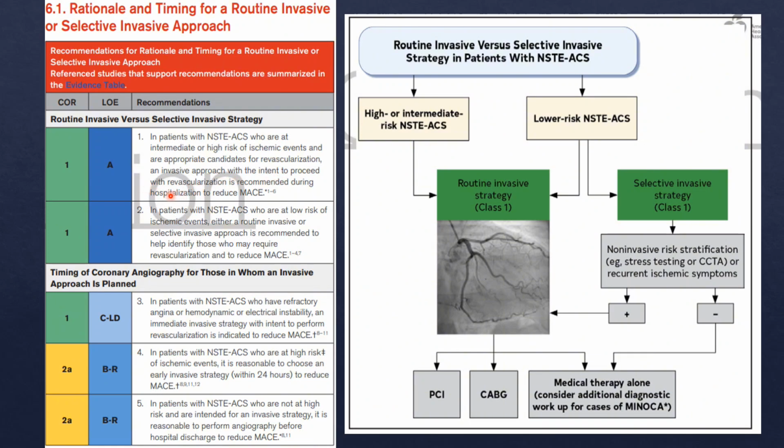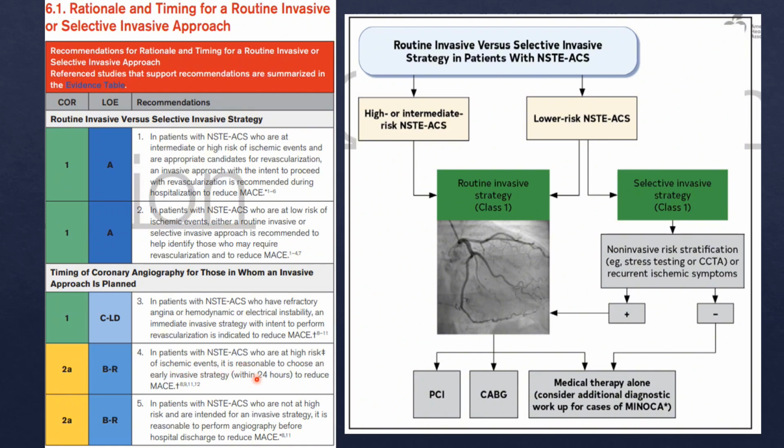And in those in which we have decided on an invasive strategy, if the patient is having refractory angina, hemodynamic or electrical instability, then an immediate invasive strategy should be opted for that person. For patients who are at high risk of ischemic events, it is reasonable to choose an early invasive strategy within 24 hours to reduce MACE. And patients who are not at high risk and are intended for an invasive strategy, it is reasonable to perform angiography before hospital discharge to reduce MACE, and it has got a class 2A recommendation.